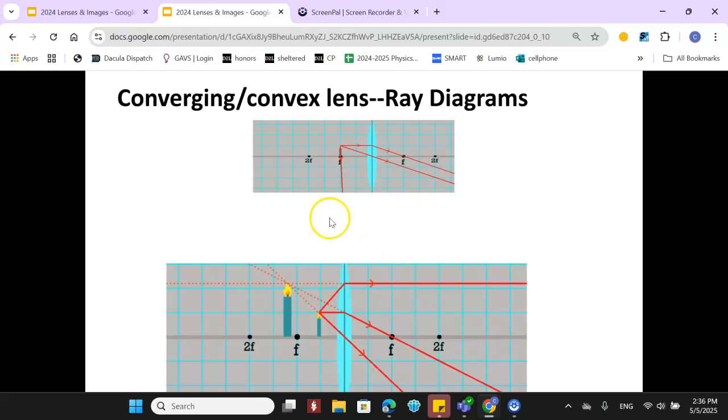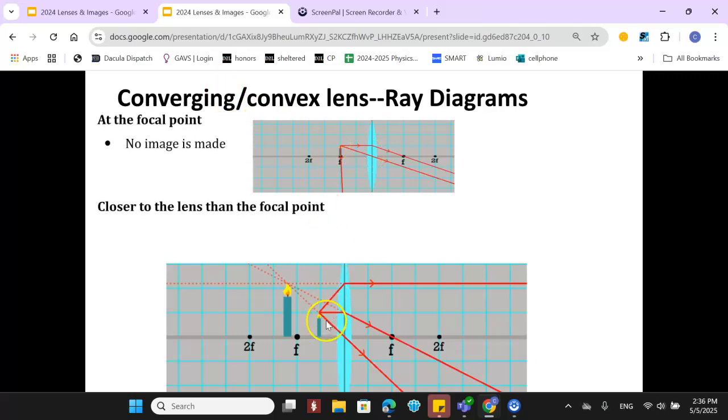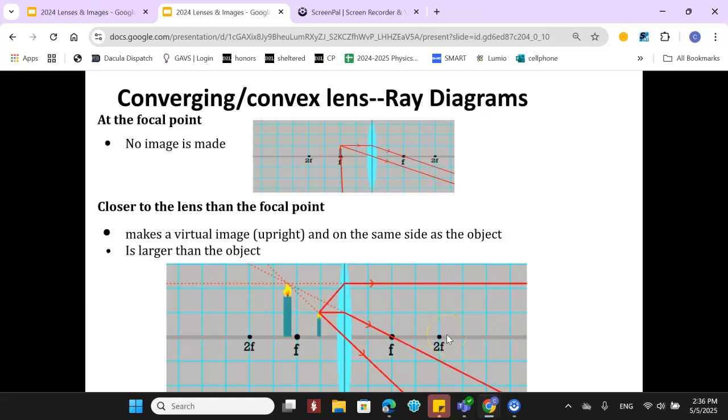Okay, and then you have at the focal length and inside the focal length. At the focal length, you'll see those rays of light are not going to cross no matter what. They are parallel. And so at the focal point, you will get no image. If you get closer than the focal point, that's where you get that virtual image on the same side as the object, which means you have to look through the lens to see that. That's like a magnifying glass. It will be larger if it's shorter than 1 focal length.